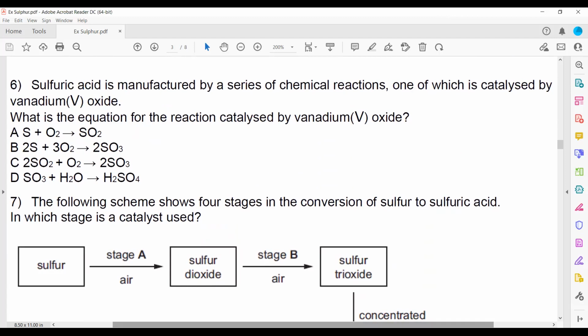Sulfuric acid is manufactured by a series of chemical reactions, one of which is catalyzed by vanadium pentoxide. So which reaction is catalyzed or sped up by vanadium pentoxide? When sulfur dioxide reacts with oxygen to give sulfur trioxide, that is catalyzed by vanadium pentoxide, or V2O5.